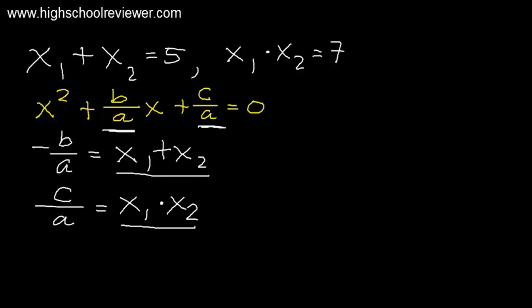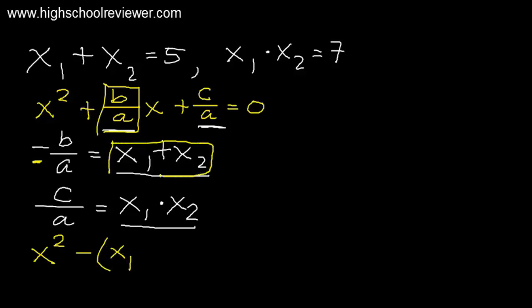So substituting, our equation now will become x squared. Now since this is negative, we will have negative instead of b over a. This will now become the quantity of x sub 1. This is now the one that we are going to substitute.